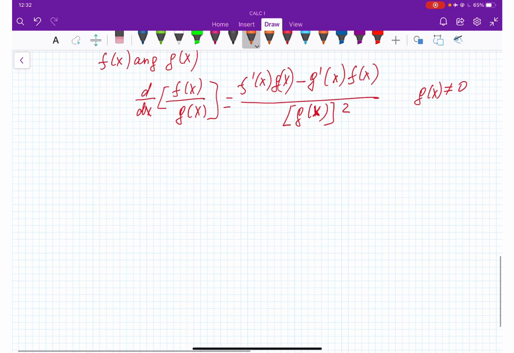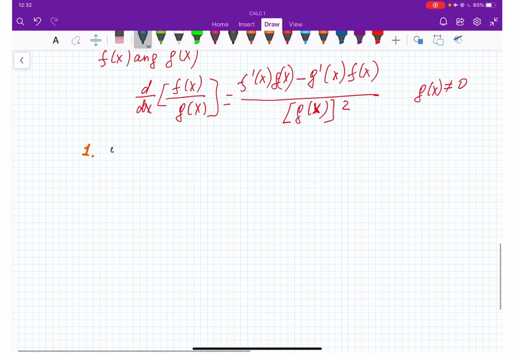That was number 3. Let's continue with number 4. Or okay, I can start from 1 again because it's a different rule, quotient rule. And we have y is equal to 5x minus 2 over x squared plus 1. So 5x minus 2 is going to be f of x. x squared plus 1 is going to be g of x.